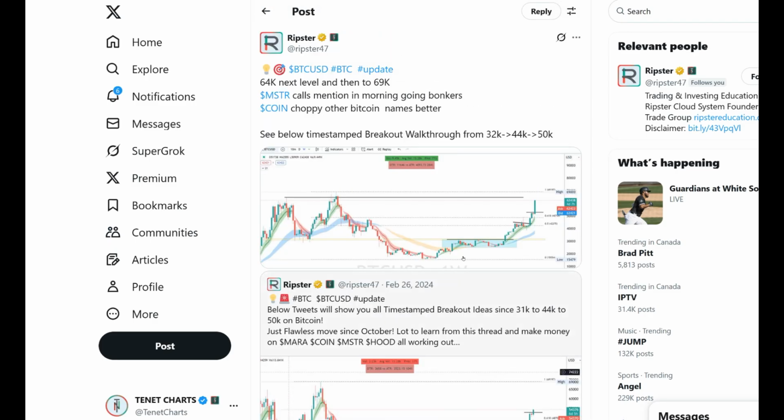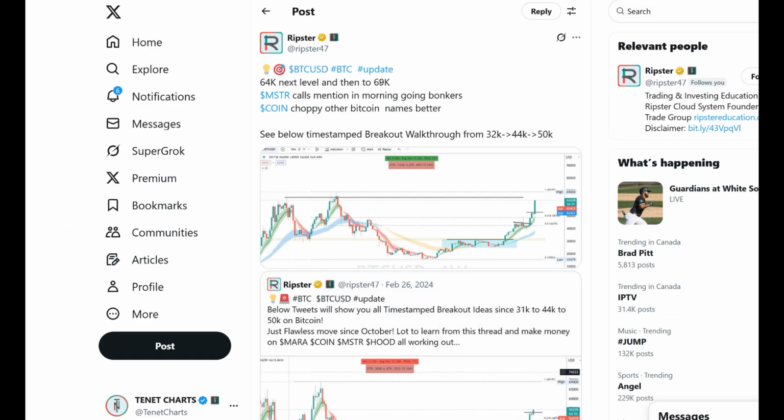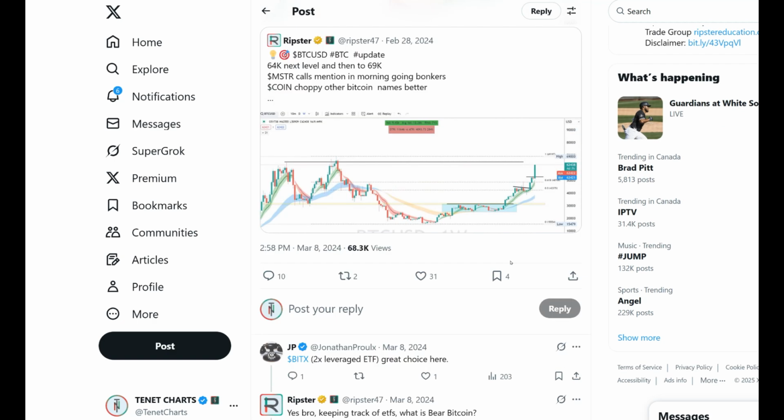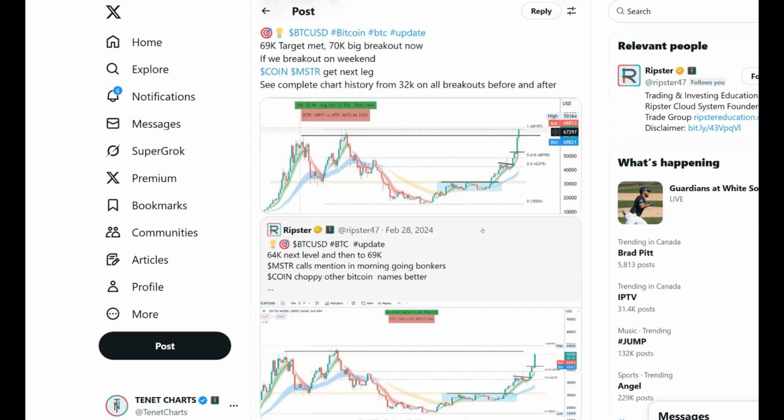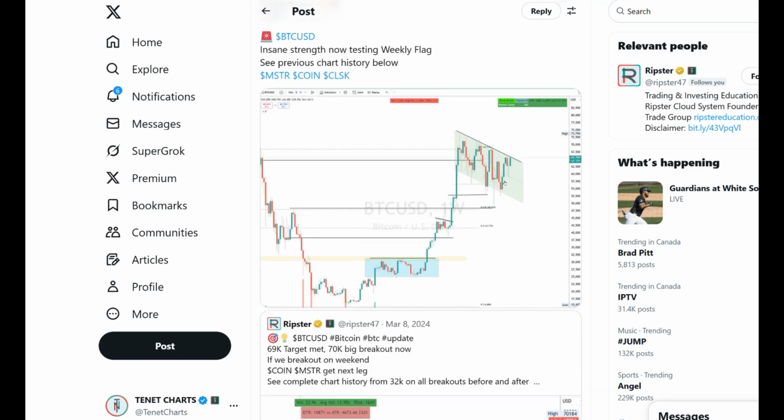Remember, we started from 32,000, and here we are at 62,000. Another breakout, then 60. Everything step by step. There's another 62,000, and then we are breaking towards 70,000 breakout. You can see there, right? This is how we were trading the coin MSTR back in the day.